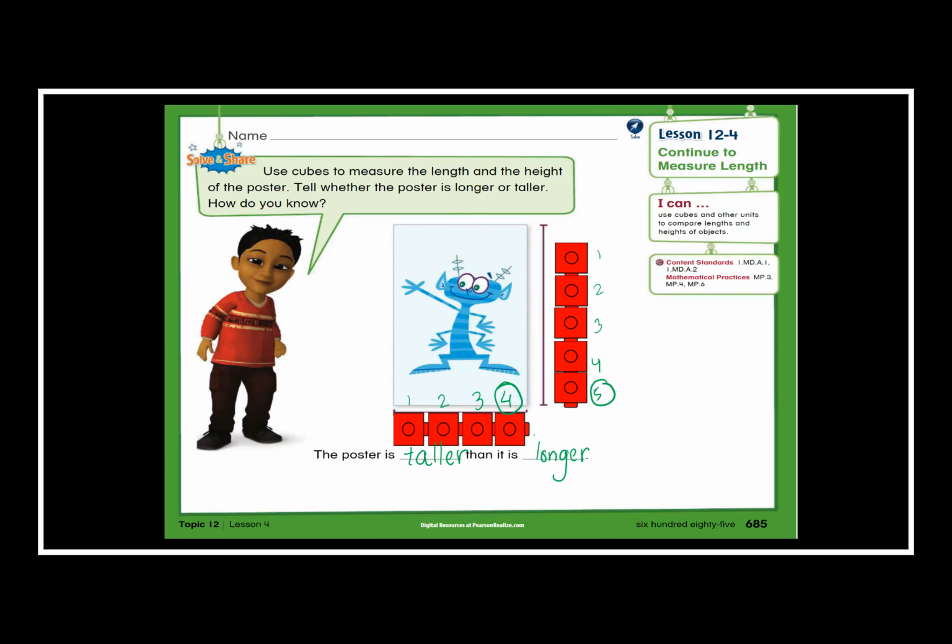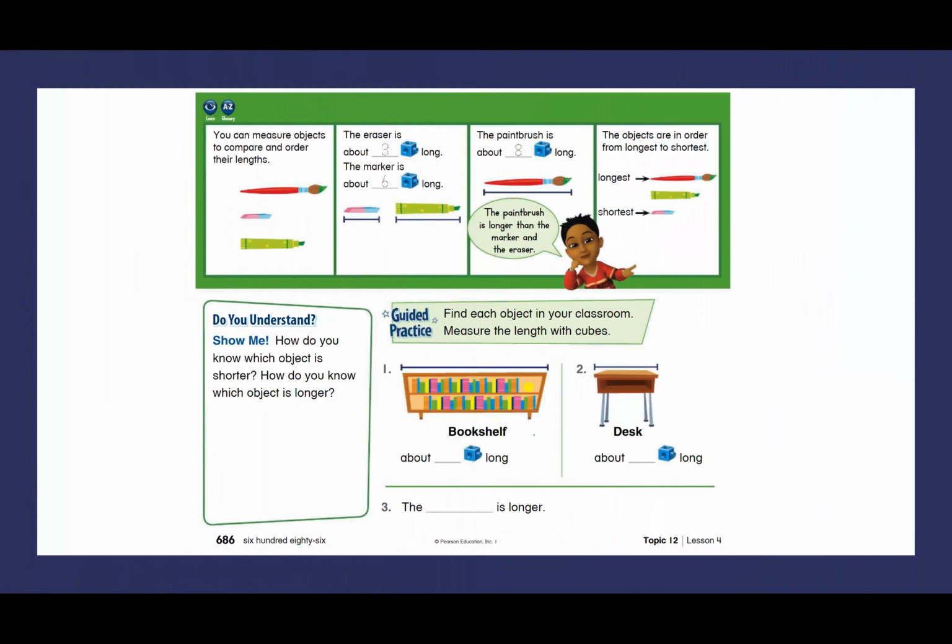Excellent. Now let's move to our next page. Page number 686. Guided practice. Now find each object in your classroom. Measure the length with cubes.